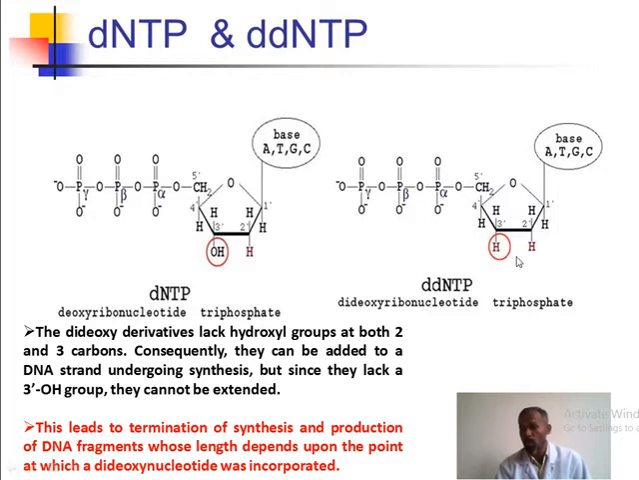So there is no OH group in this nucleotide. Therefore, wherever this dideoxynucleotide binds, there will be termination of the reaction. So there's no polymerization. Okay, so you have to remember this one: dideoxynucleotide triphosphate and deoxynucleotide triphosphate.